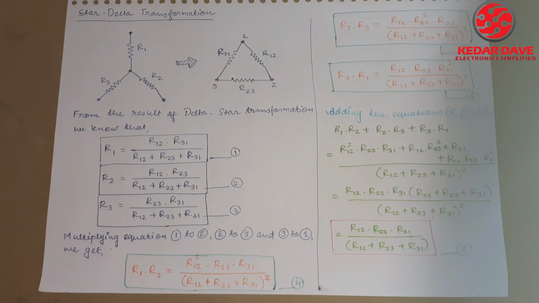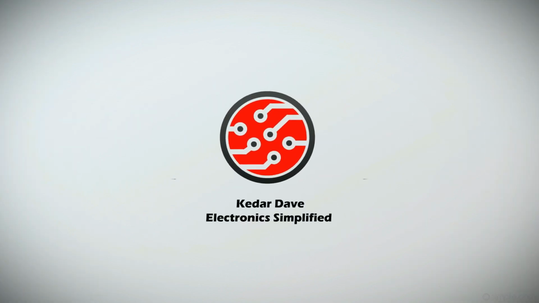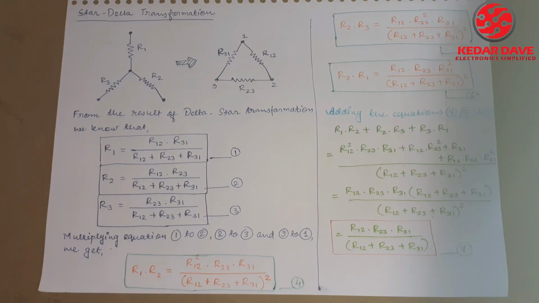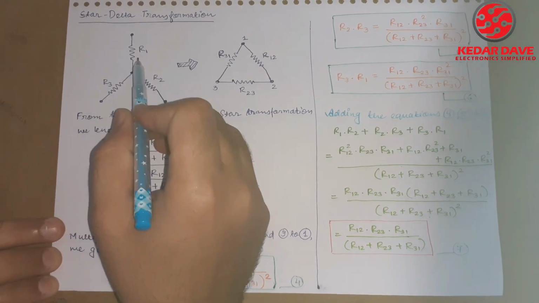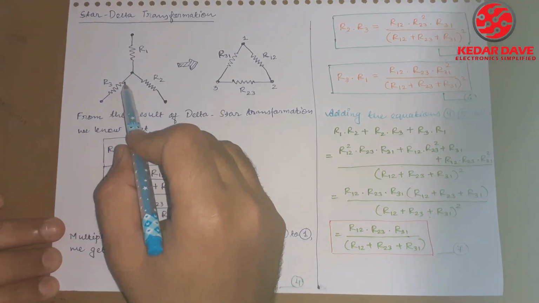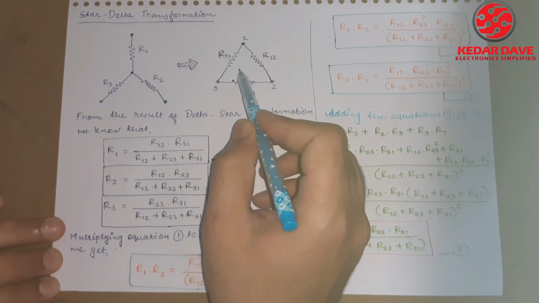In today's session, we are going to discuss star to delta transformation. So let's understand how it can be converted. So friends, in this, as you can see, there is a star connected network, and that star connected network needs to be converted into the delta connected network.